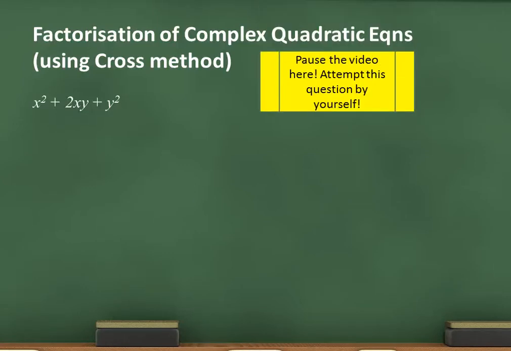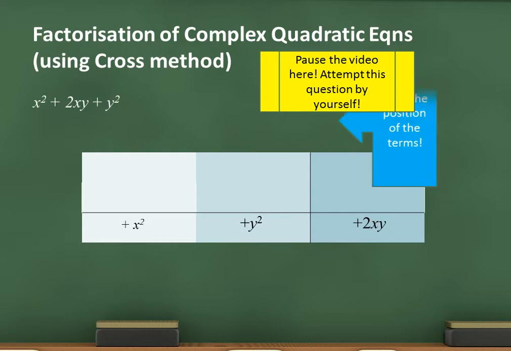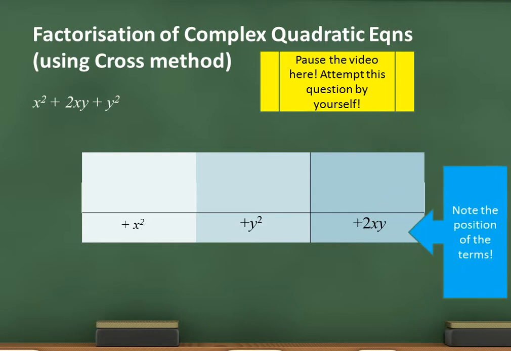First of all, you might want to pause the video here. Try factorizing it using the cross method. I hope you have really given it a try. Either way, let's compare our answers. We set up the table and move the expression into the table. This is how I set up the positions for the terms. Again, take note of the position of the terms.